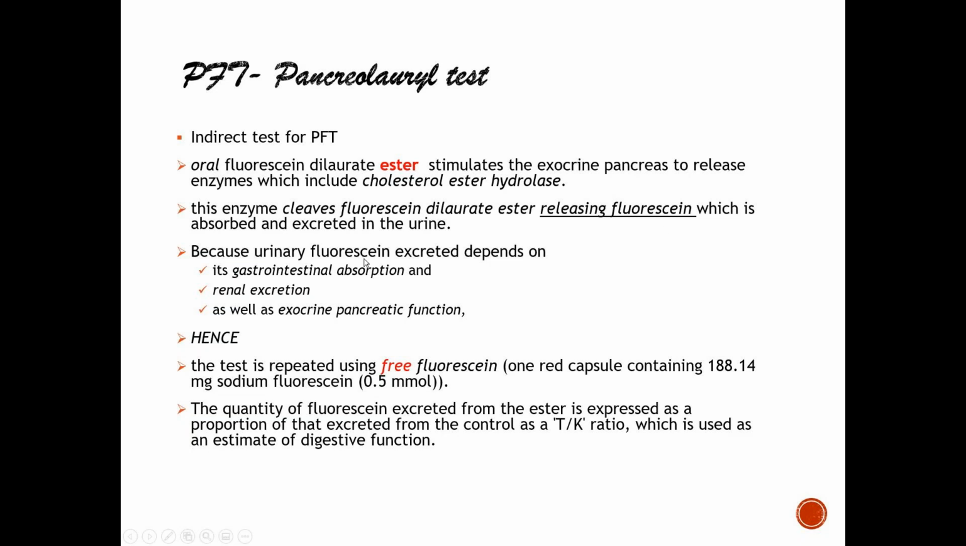So it would depend upon what? The ester which has been taken has to be absorbed through gastrointestinal absorption, then it has to be excreted by the kidney, renal excretion, as well as depend on exocrine pancreatic function. So the control is free fluorescein, which circumvents the exocrine pancreatic function. That forms a control. If there is a difference between the two, that ratio is used to estimate the digestive function. So you just remember the principle of the pancreolauryl test.